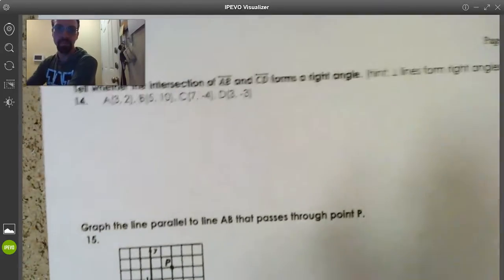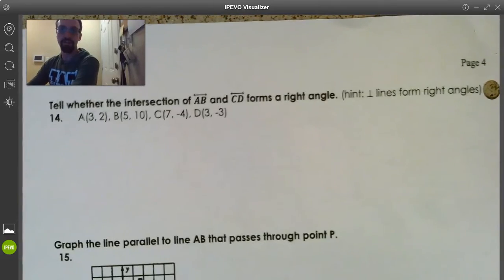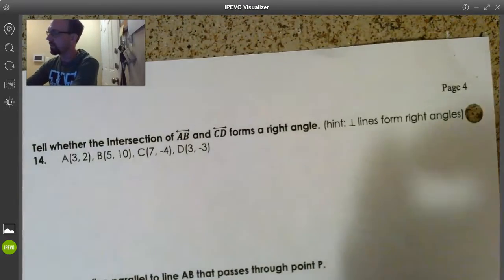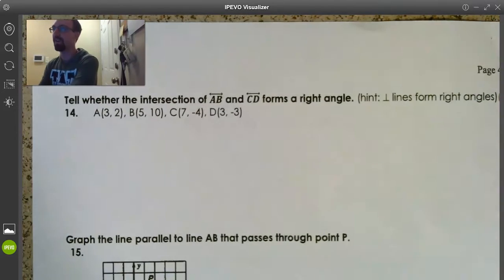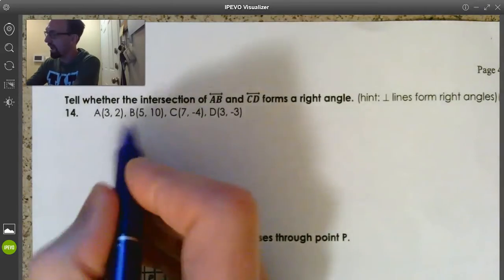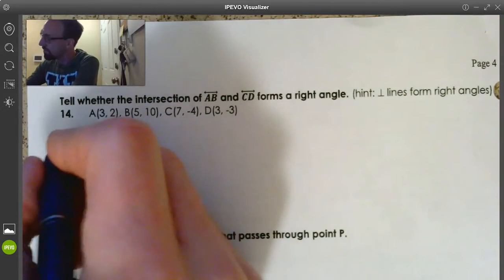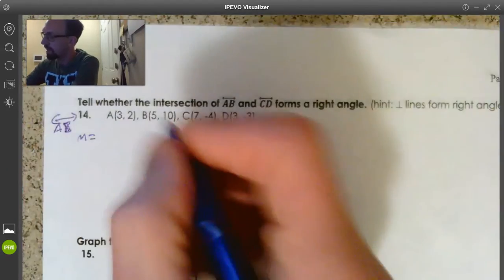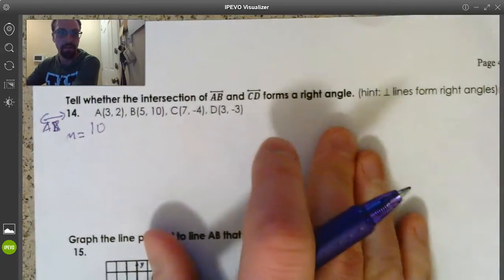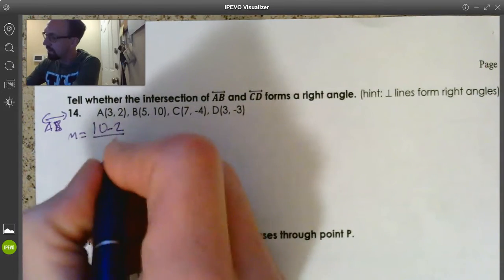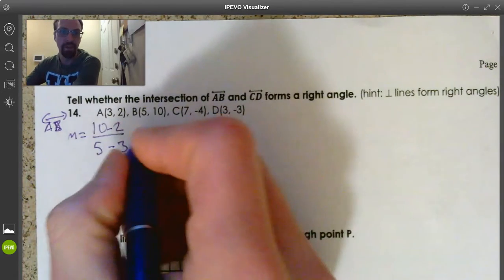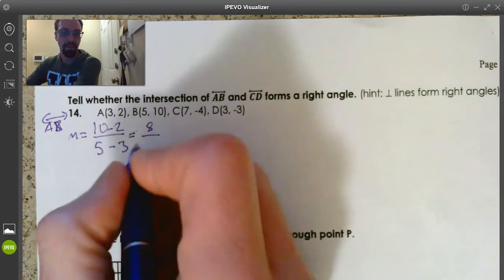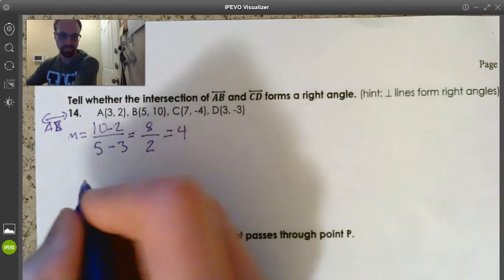Now in the back, here we have the intersection of these two lines form a right angle. So if it forms a right angle, then we know that it's perpendicular. So really I'm just checking to see, are these two perpendicular? So to find that out, I need to find the slopes of these two lines. So first I'm going to find the slope of A and B, because that's one of the lines. So this is the slope of line AB. It's going to be 10 minus 2 over 5 minus 3. 10 minus 2 is 8. 5 minus 3 is 2. So that gives me a slope of 4.